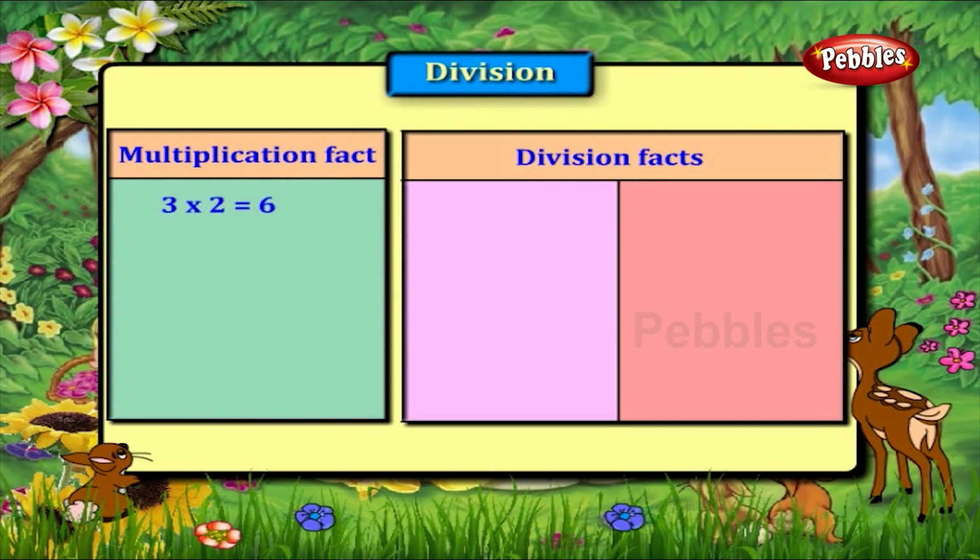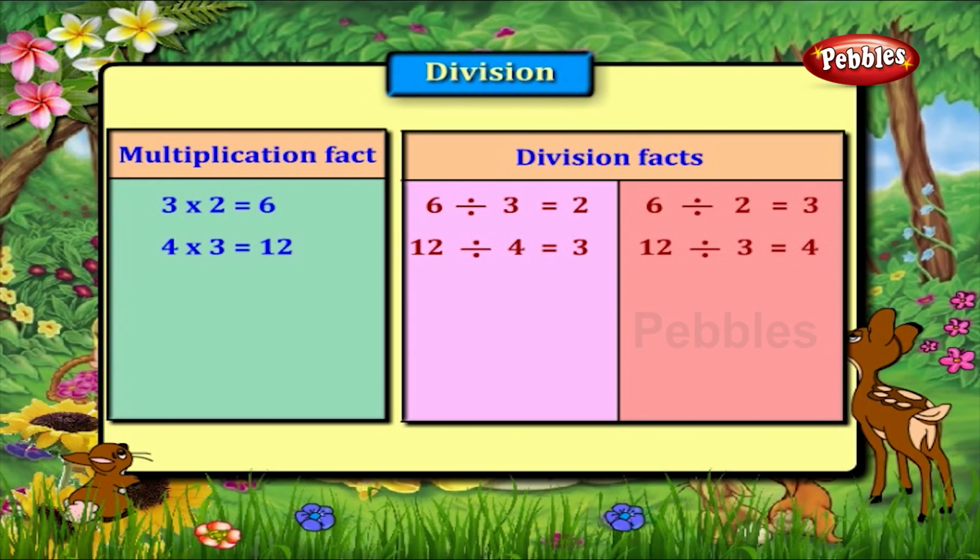Multiplication fact. 3 into 2 is equal to 6. Division facts. 6 divided by 3 is equal to 2. 6 divided by 2 is equal to 3. Multiplication fact. 4 into 3 is equal to 12. Division facts. 12 divided by 4 is equal to 3. 12 divided by 3 is equal to 4.